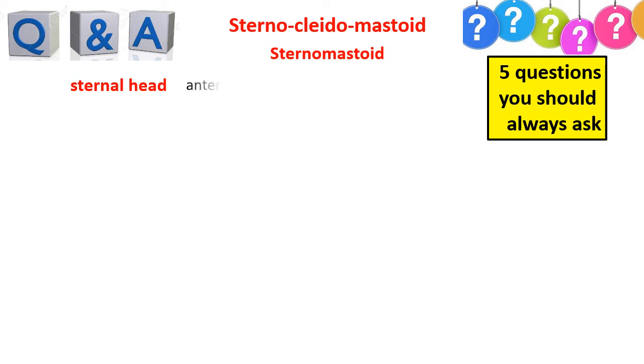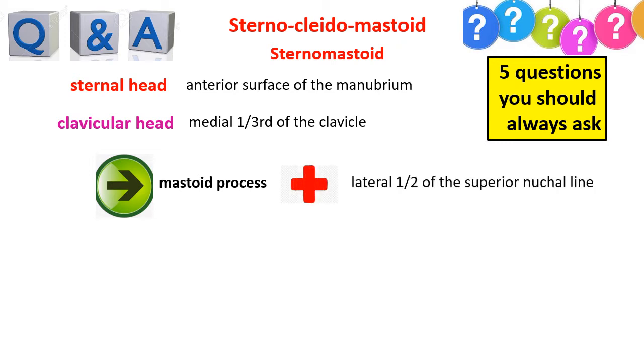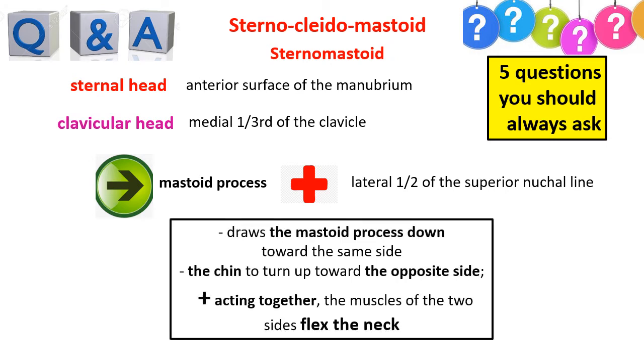We have seen the sternal head, which comes from what? From the anterior surface of the manubrium. What's the manubrium? It is the top part of the sternum. And we have seen the clavicular head coming from where? The medial 1/3 of the clavicle. And the muscle is going up to where? To the mastoid process, plus lateral 1/2 of what? Of the superior nuchal line of the occipital bone.